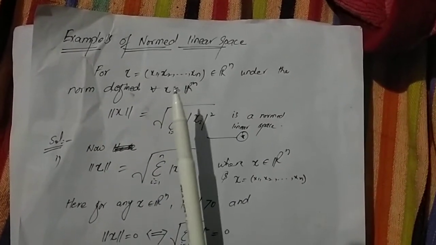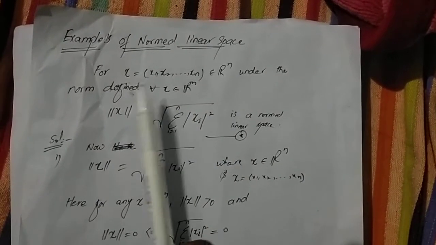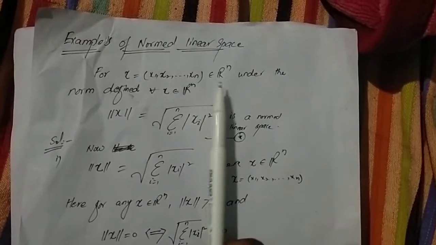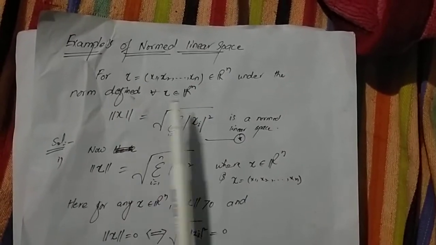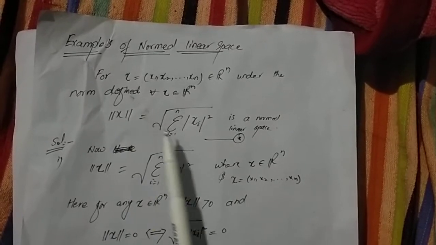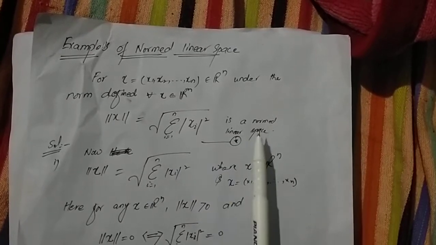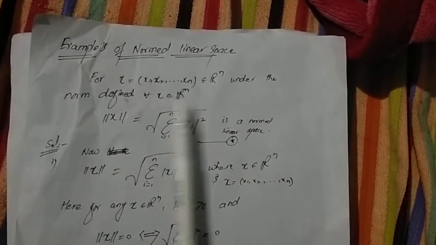For all x belonging to R^n, the elements of R^n are like x1, x2 and so on up to xn, because R^n is the n-dimensional space. Under the norm defined by, we have defined the norm on R^n as the norm of x equal to the square root of the sum from i equal to 1 to n of xi squared, which is a normed linear space. We have to show that R^n is a normed linear space. Now we prove it.